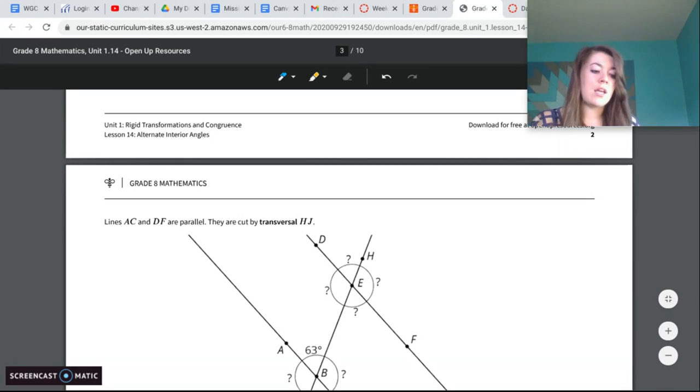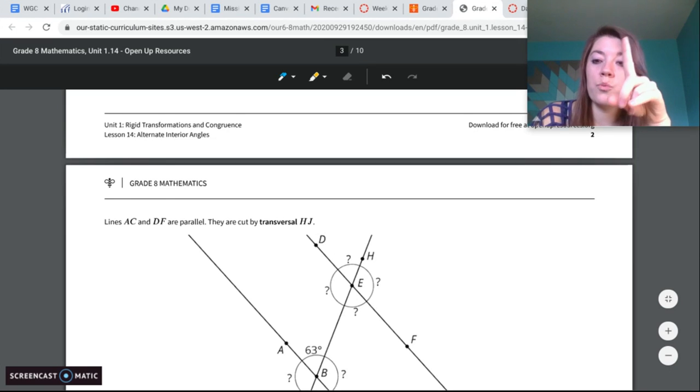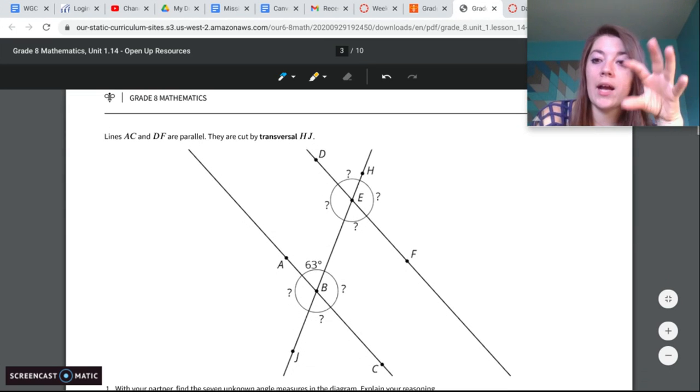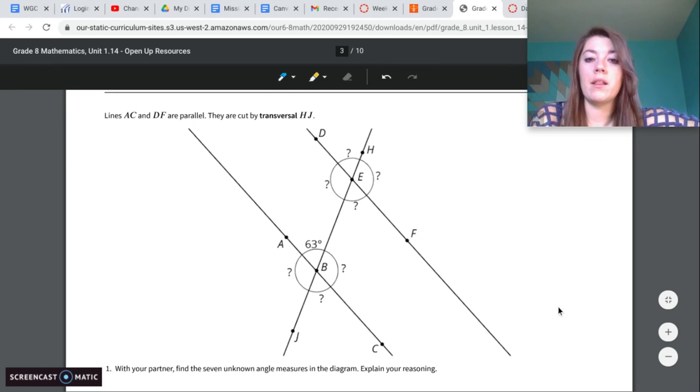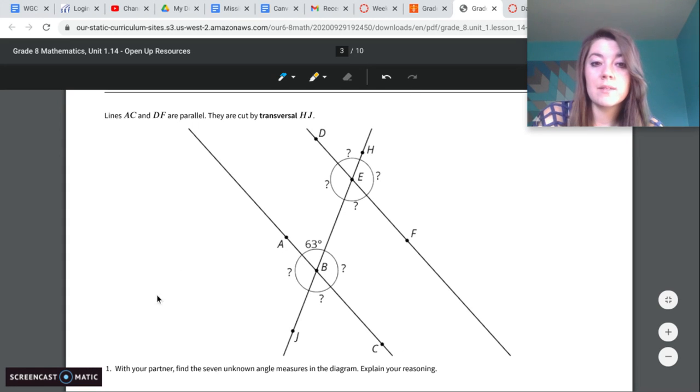So a transversal is for parallel lines. It's when a line meets each of the parallel lines at exactly one point. So there's one point at which each of these parallel lines is being met by the transversal. So here we have lines AC and DF are parallel. So AC, DF, they are parallel, and they're being cut by the transversal HJ. So notice it's going through DF at point E and through AC at point B. So it's only touching them each once.